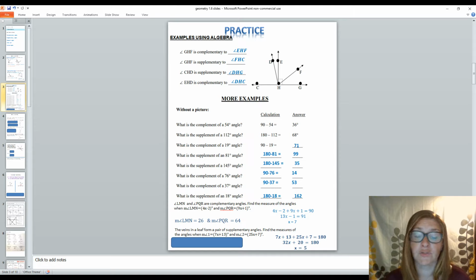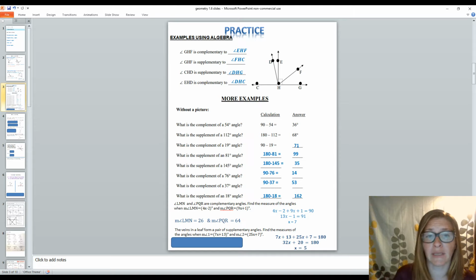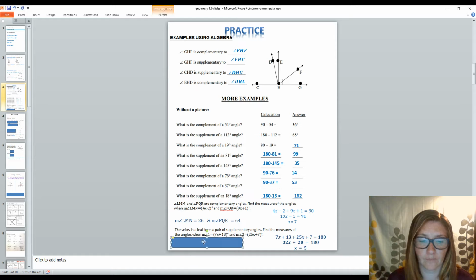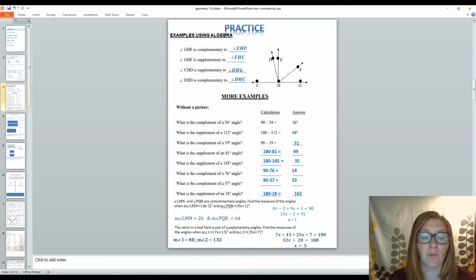All right, so when you solve, you should have x equals 5. And now we're going to plug in our x value and figure out the measure of angle 1 and 2. Pause your screen, find those angle measures. All right, so the measure of angle 1 is 48 degrees, and the measure of angle 2 is 132 degrees. So now let's look at some more angle pairs.